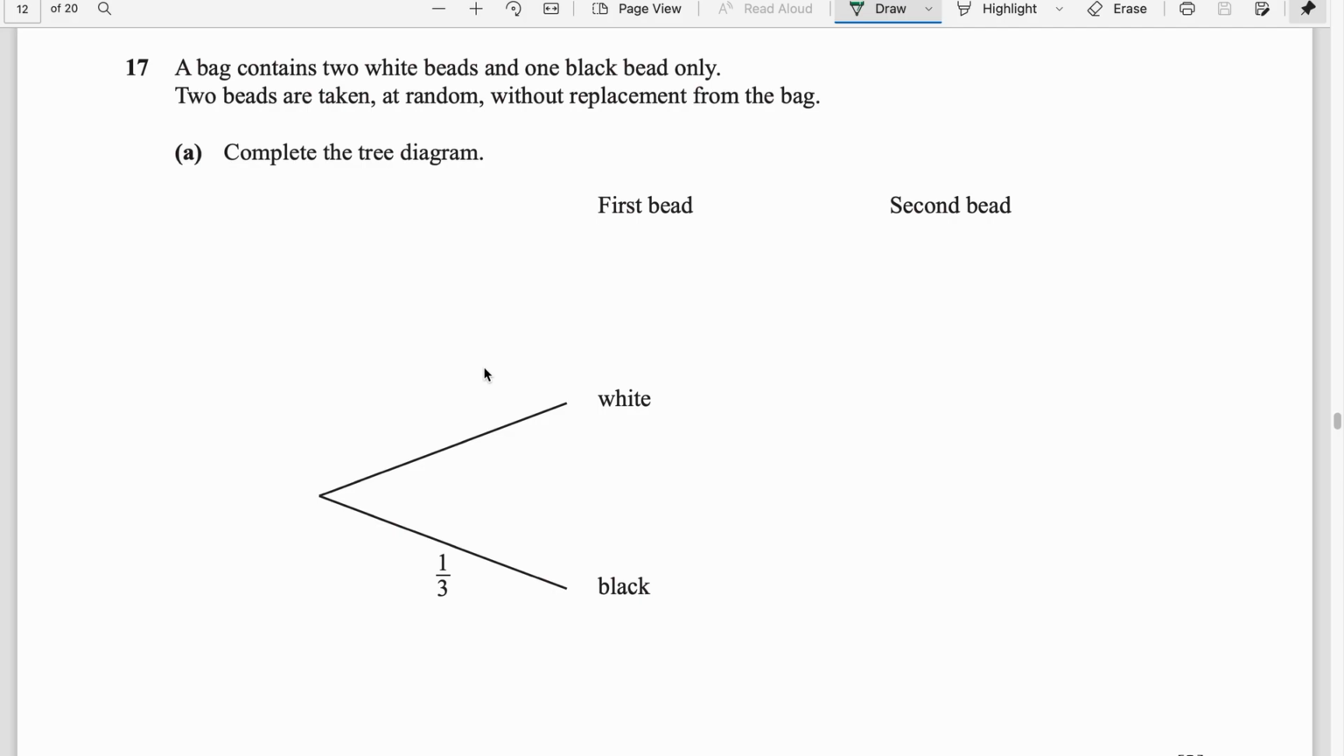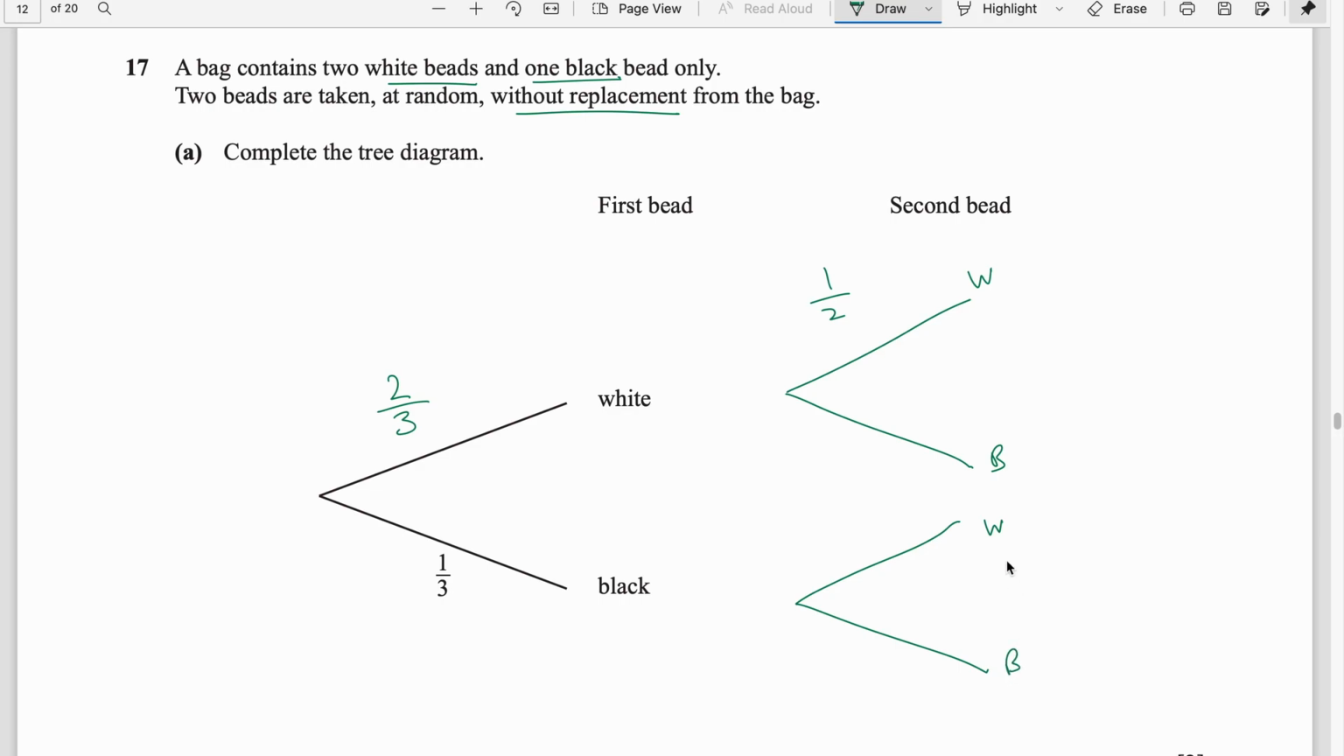Question number 17. Probability. A bag contains 2 white beads and 1 black bead only. 2 beads are taken at random without replacement, which means the total is decreasing. Complete the tree diagram. So there are 2 white beads out of 3. And then we take out the second bead. First white is already gone, so 1 is left. Total decreases to 2. White, black, white, black. So 1 white is taken, black is still there, total is 2. Black is taken, 2 white are there, total is 2. 1 black is taken, no black is left, and the total is 2.